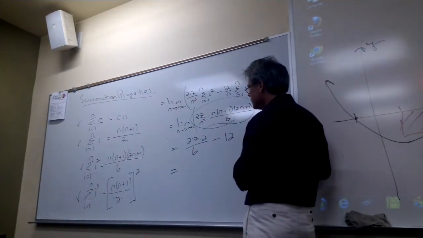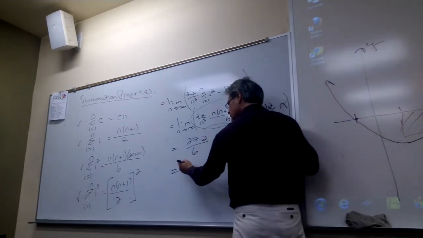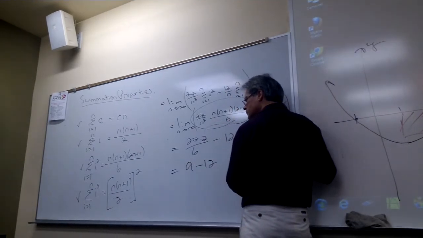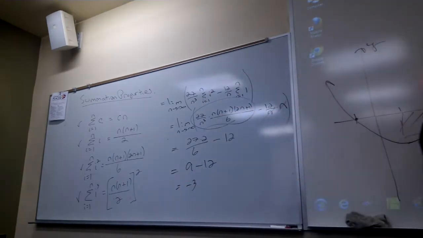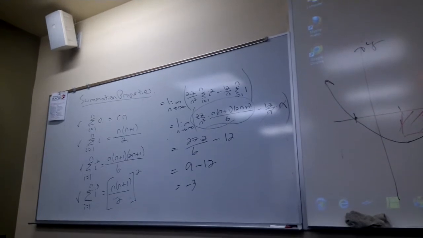Is that a 9? Minus 12? I'm getting tired. You guys double check my arithmetic. A lot of work for -3. Come on, there was a lot of work, but now we got the exact area. It is good. We weren't able to do that before.